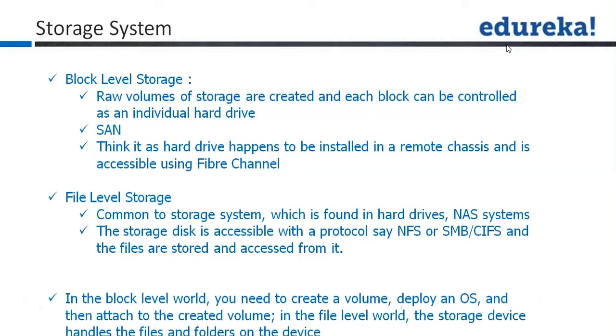So elastic block storage, while comparing that, we just talk about block storage. Now comparing that, file level storage is a common storage system which we use, like NFS and all that file system with our Windows. In this case, the storage disk is available with a protocol like NFS or SMB.